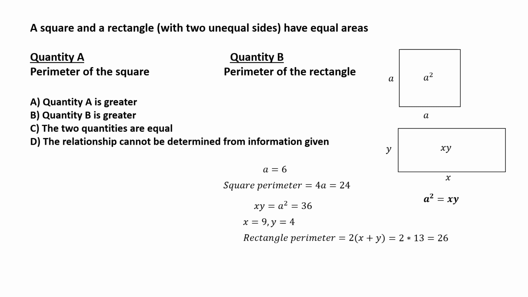So how do we obtain a more generic solution that will help us arrive with greater confidence that indeed the perimeter of the rectangle is going to be greater than the perimeter of the square, no matter what values of a, x, and y may be, as long as their areas are equal, that is, a square is equal to xy. And for this particular problem, it's actually an even simpler one-line solution than testing with values, if you know what to do.